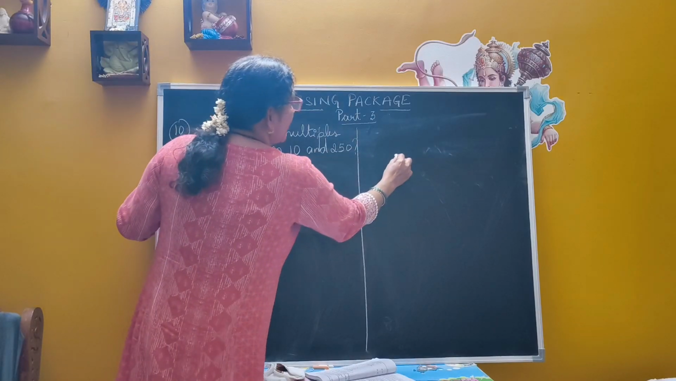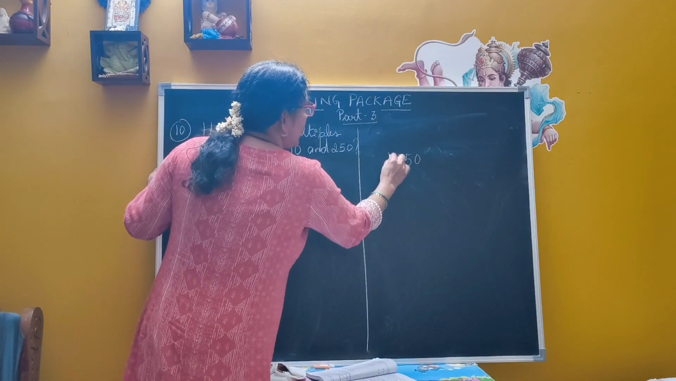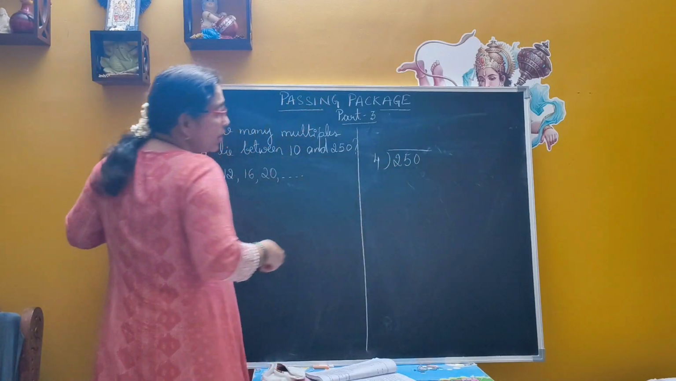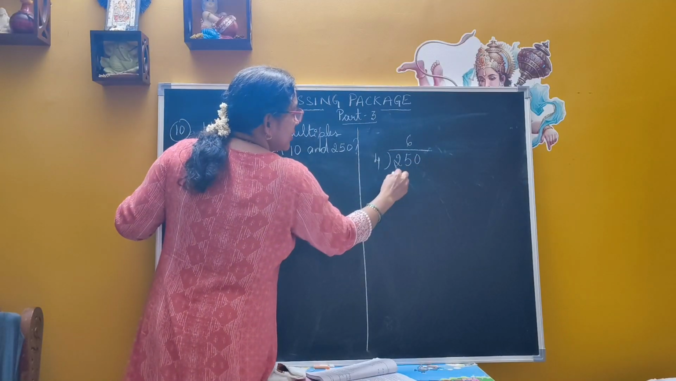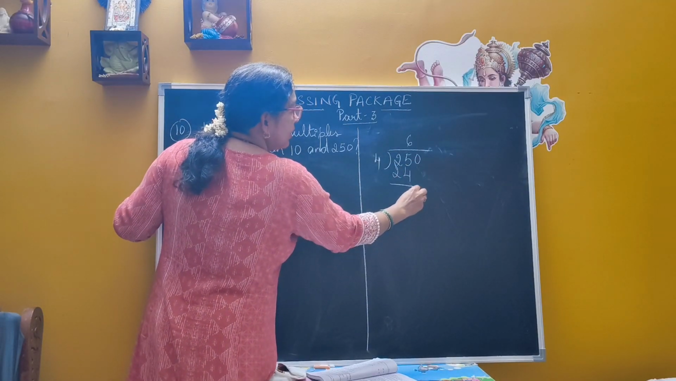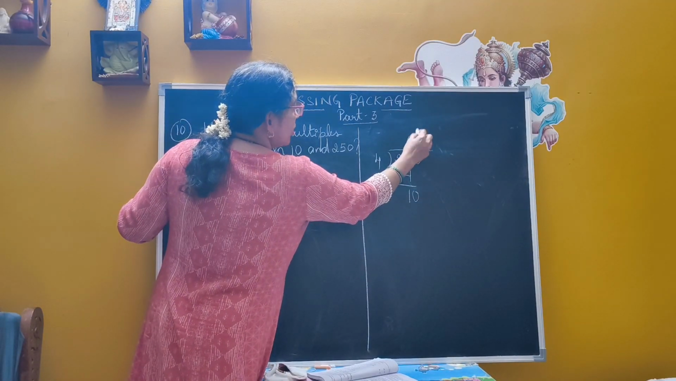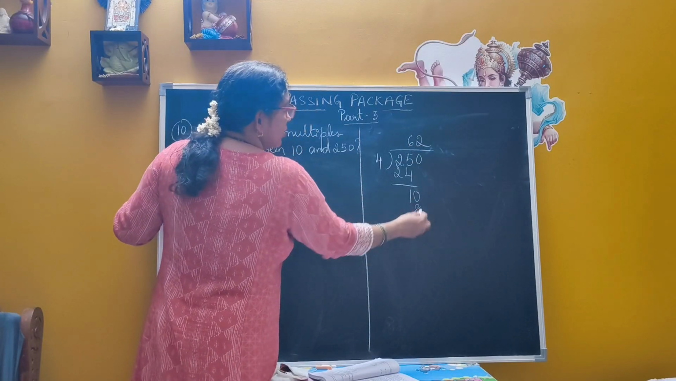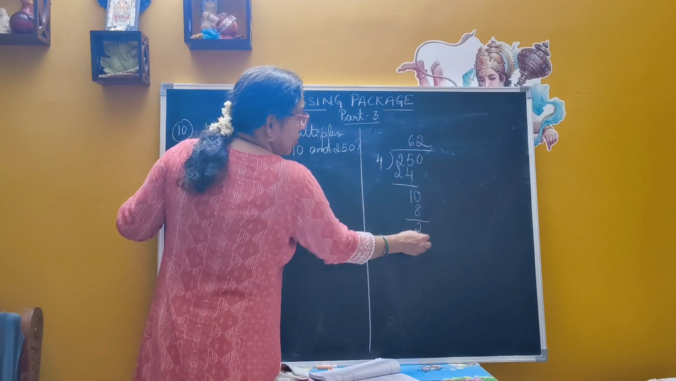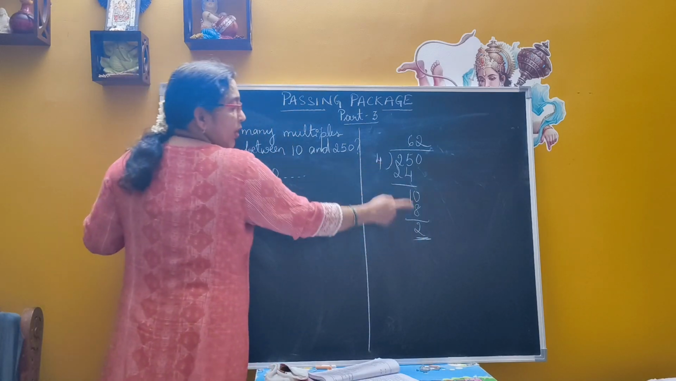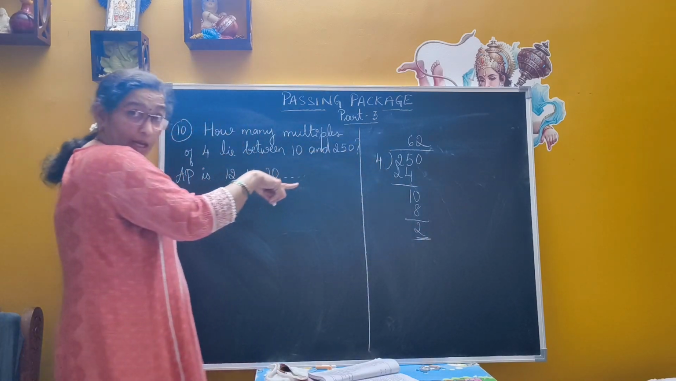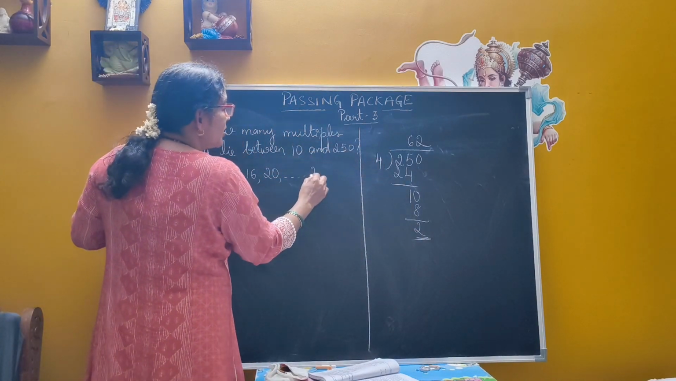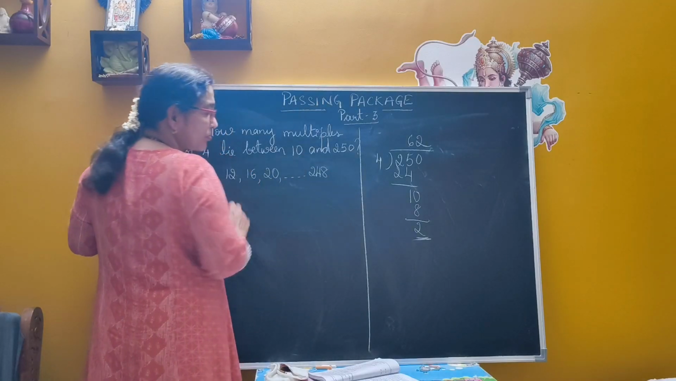If you divide 250 by 4, you get 4 6s are 24 and 1 here, 10. Then 4 2s are 8. So 10 minus 8, how much? 2. 2 remains, isn't it? 250 minus 2, how much? 248. So the last term here is 248.